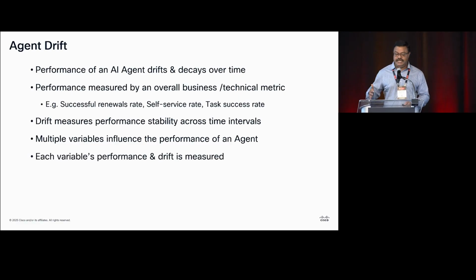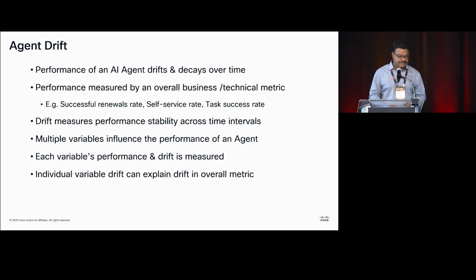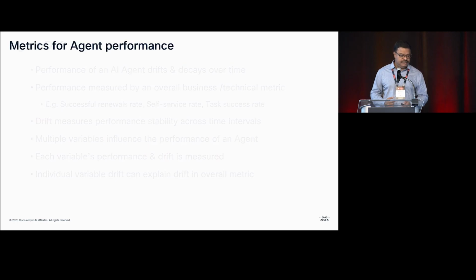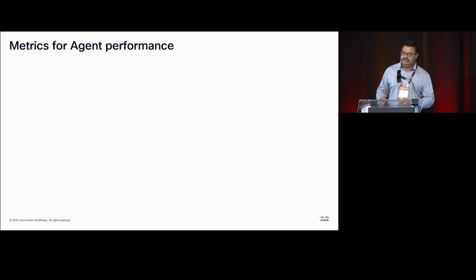And each variable's performance and drift needs to be measured. It's not just your overall performance of your agent, but we've got to measure each of these variables, their performance, and also their drift, and then use it to see what's going on with the agent, to root cause why an overall agent might be differing. And individual variable drifts can actually explain the overall drift of an agent. So let's look at what these various variables are.